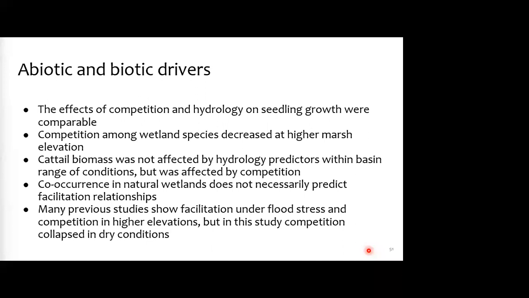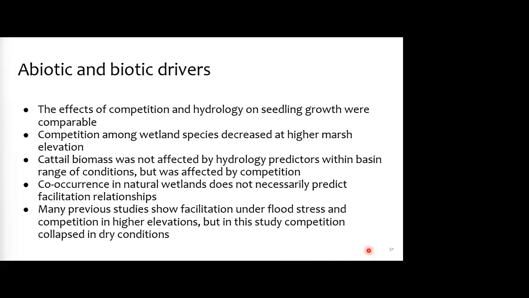And then I found that co-occurrence in natural wetlands, which we might think is produced by facilitation between species, does not seem to be related to facilitation. So you might think that species co-occur naturally because they're helping each other, but my study seems to provide evidence that they co-occur because they thrive in the same abiotic conditions.